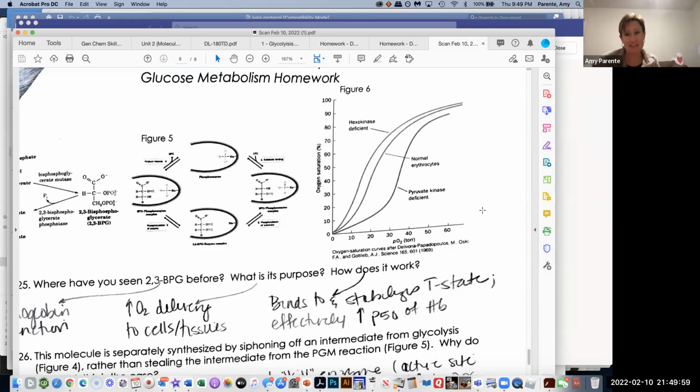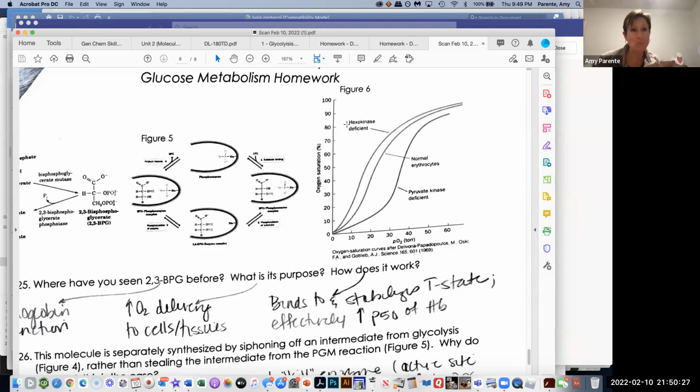Flip side of that, can you say that again? Yep. So when we have an enzyme that we're pinching off at the beginning of the pathway, we went through the logic. Hexokinase deficient cells are going to have decreased levels of 1,3-BPG because we're pinching before we're making 1,3-BPG. Okay. We know that we make 2,3-BPG from 1,3-BPG. So that means we're going to have low levels of 2,3-BPG.